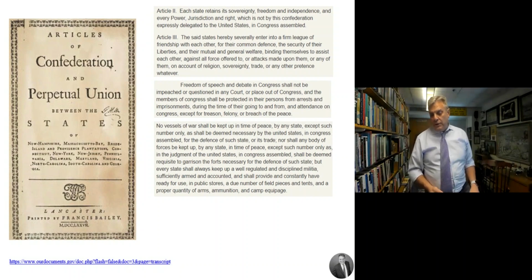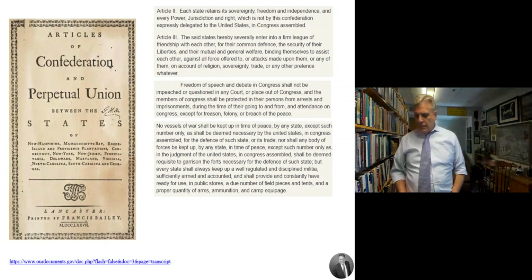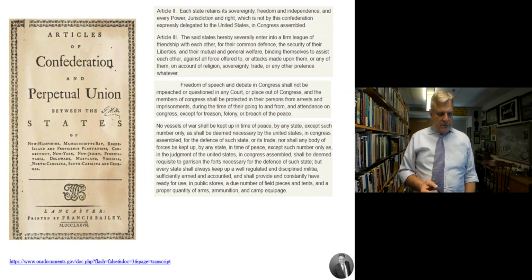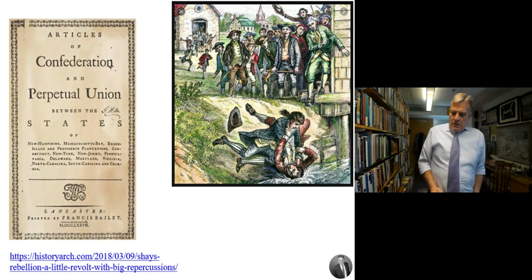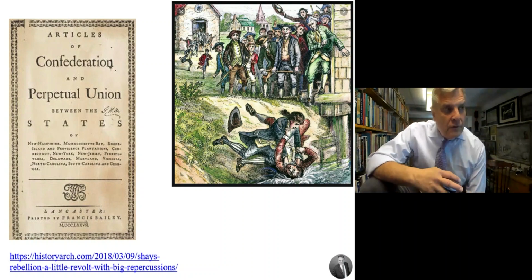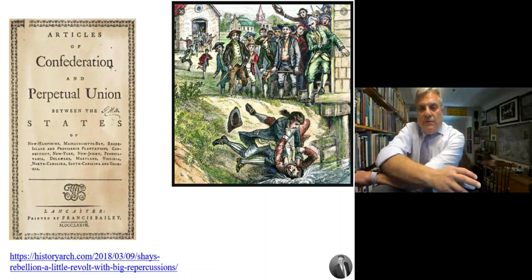And worst of all, with the British trade stopping after the Revolutionary War, we spun into a terrible economic depression. And it was fairly clear after a few years that the Articles of Confederation needed to be reformed.